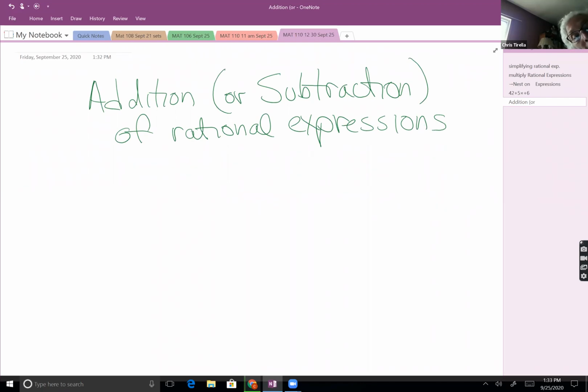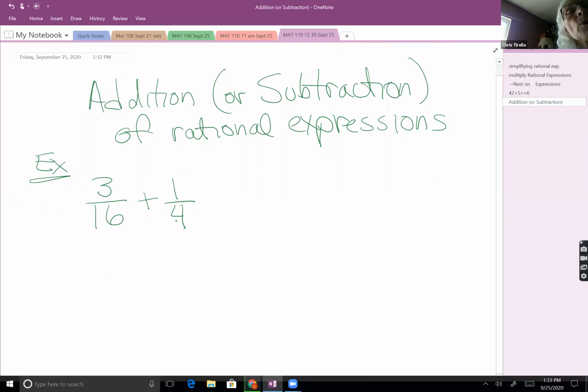And I guess I'm wondering how much arithmetic you folks can remember. If I have 3/16 plus 1/4, can anybody remember what you need in order to add two fractions? Common denominator. So you need a common denominator.